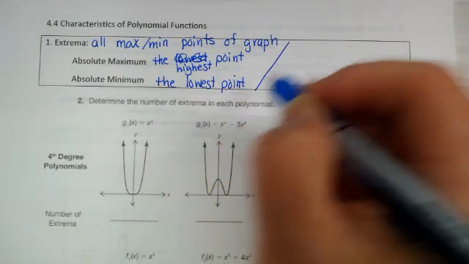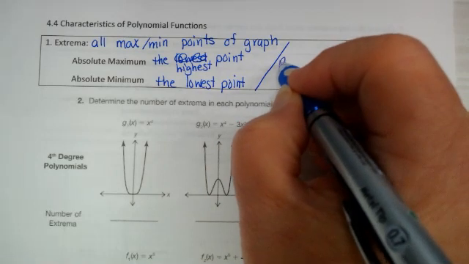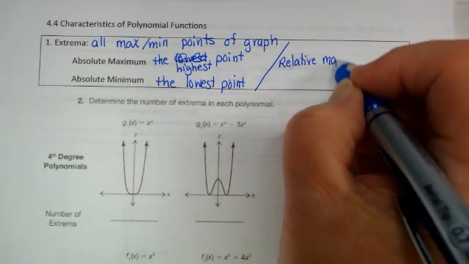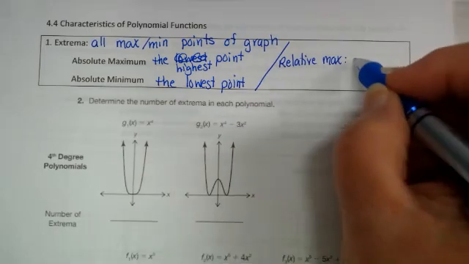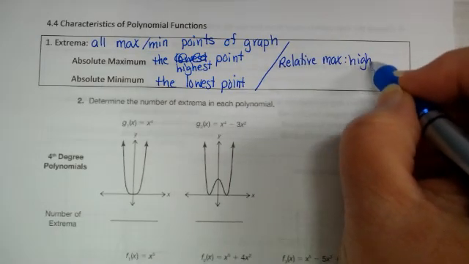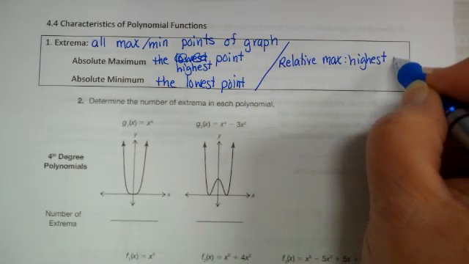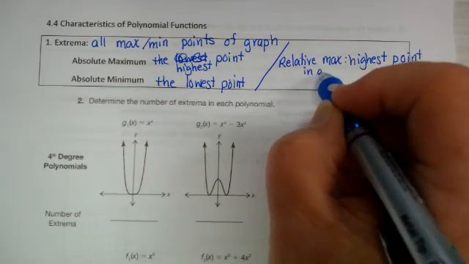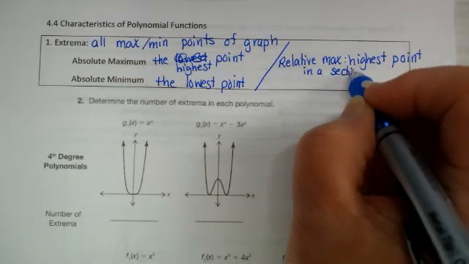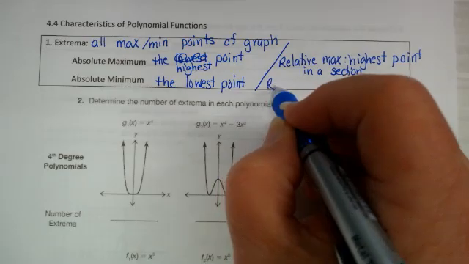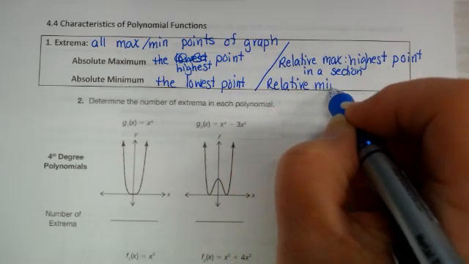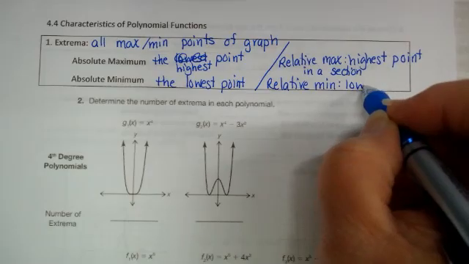Now, if you ever hear us talk about a relative maximum or a relative minimum, the relative maximum is just the highest point in a section of the graph. And I'll show you what that looks like in our graphs here in a second. The relative minimum is the lowest point of a section of a graph.